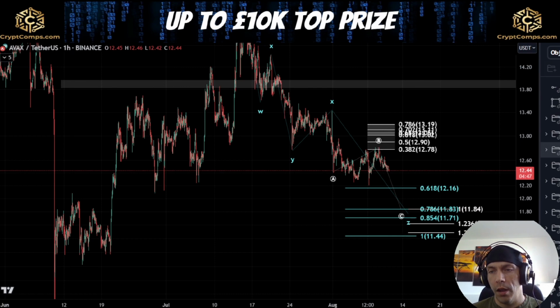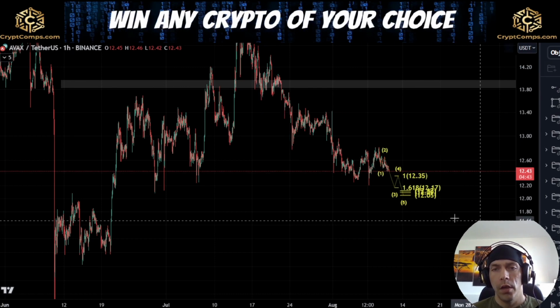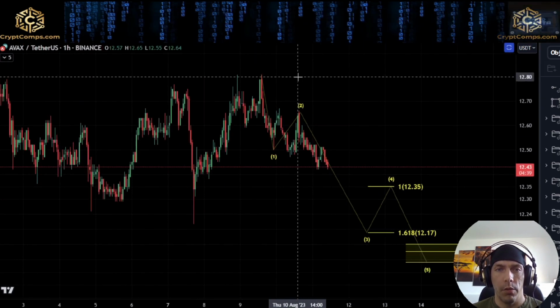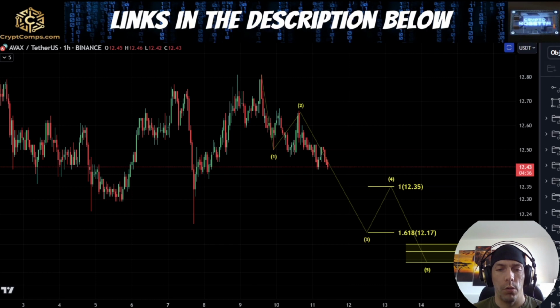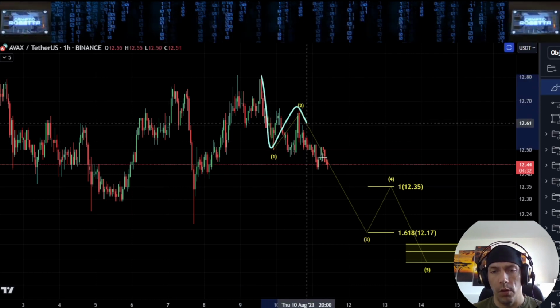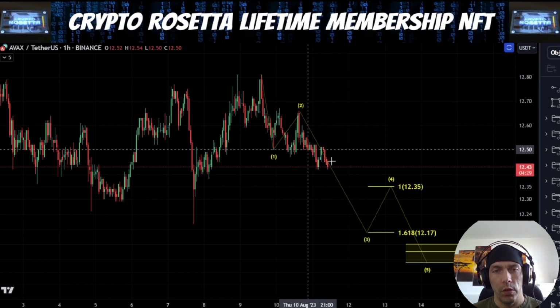So looking at that idea, what we'd be saying here is that we want to see something like this playing out more locally. Now, invalidation of this would come by crossing this high here at this 1281, and what we want to see is that this is 1, 2, and we're looking for this 3rd wave down. Like I said, at the moment this move is not looking very impulsive.